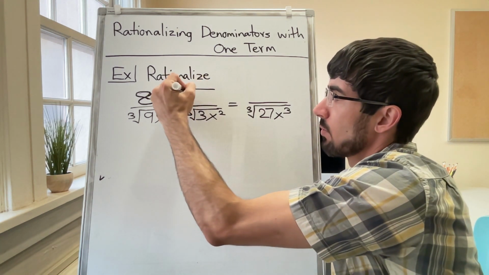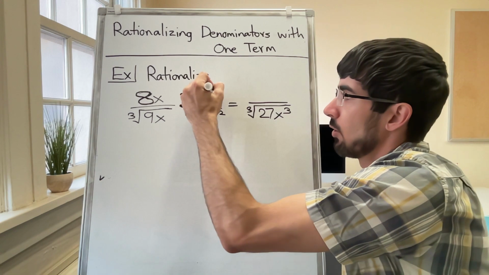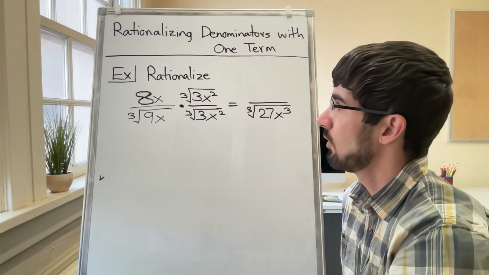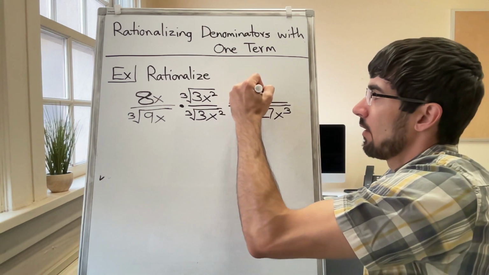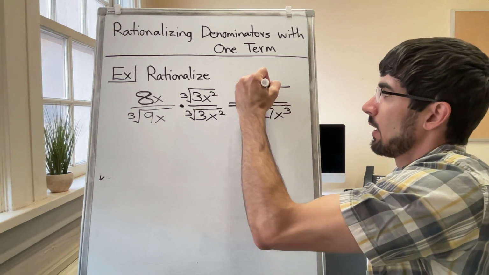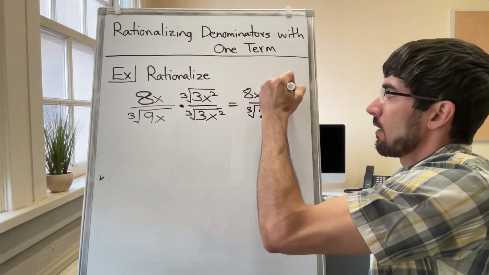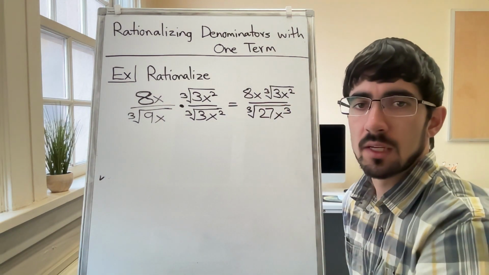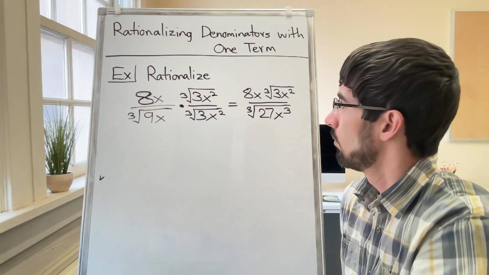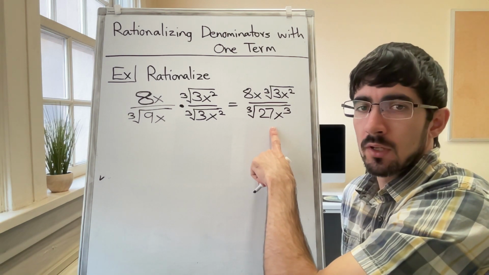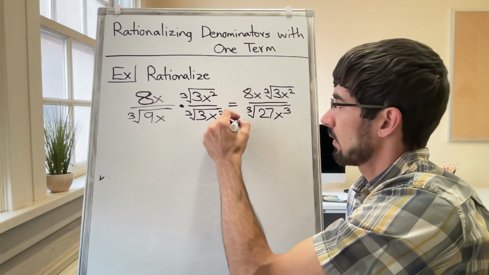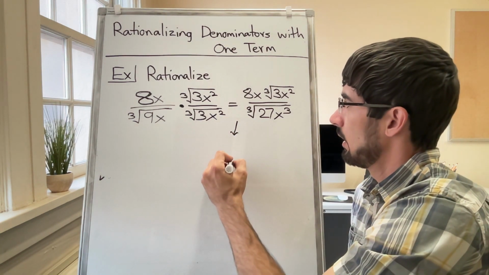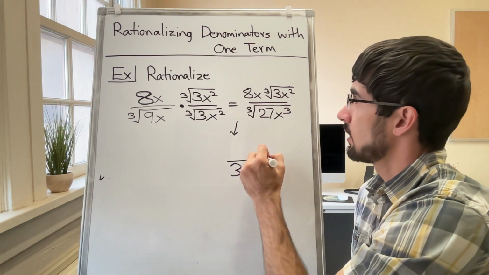We also need to multiply by that same amount in the numerator. Now, the numerator doesn't look very nice. I have this coefficient and variable on the outside, and then I have this radical piece. I just have to express them multiplied together like this. But the denominator is now a perfect cube, and so let's apply the cube root. The cube root of 27x cubed is 3x. That's our denominator.